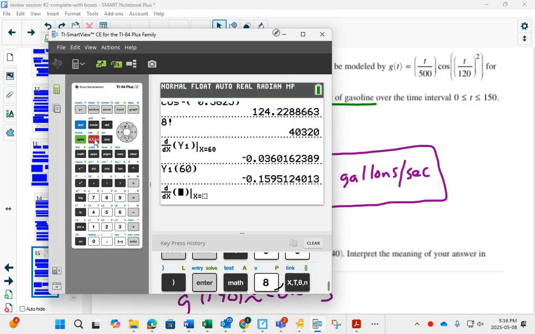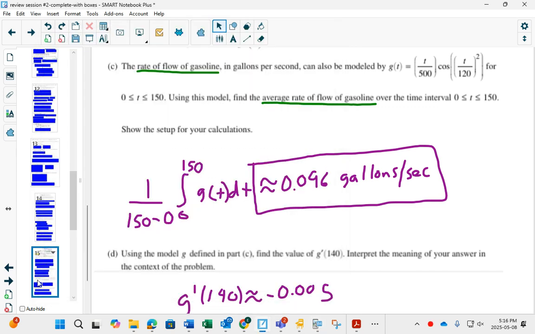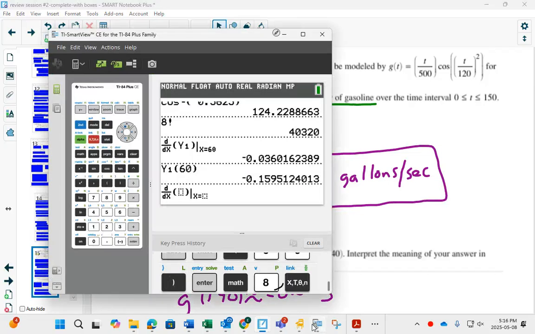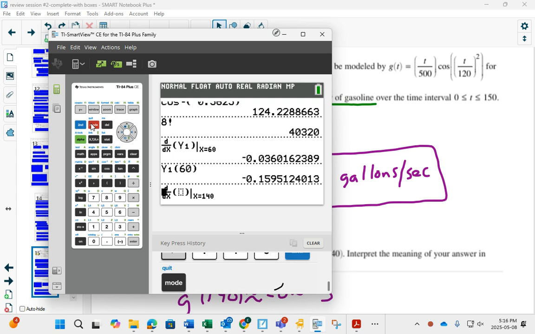So I could do d/dx, and I could write that whole equation in. Of course, it has t's, but we would use x instead. But if you had, just like we did last time, already written it into Y1, then don't retype it. Use the Y1 instead. And then in this case, we wanted to find it at 140. So after you typed in the whole equation, this is where you would put 140 in. And you would get the answer very quick. So again, knowing the tricks of your calculator, very nice.